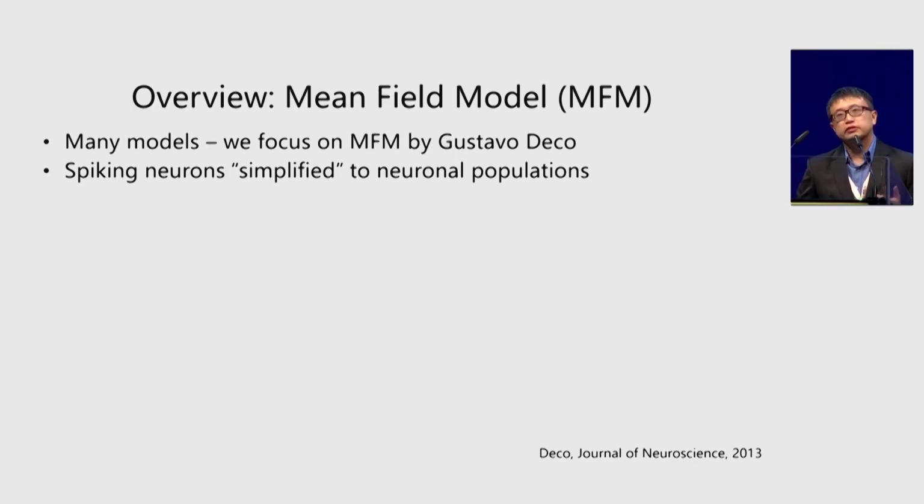So what the mean field model does is that it's a mean field reduction of spiking neuronal networks into a more simplified model. So in the spiking neuronal networks, they are coupled by AMPA, NMDA, and GABA receptors. But this makes things rather complicated, and therefore Gustavo and others have simplified these spiking neuronal models to neural mass model. These neural mass models are less biologically realistic, of course, but they're able to capture large-scale brain dynamics with relatively low parametric complexity.